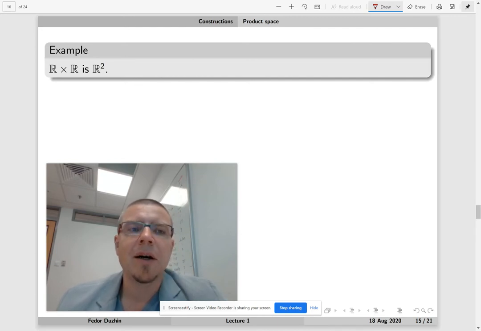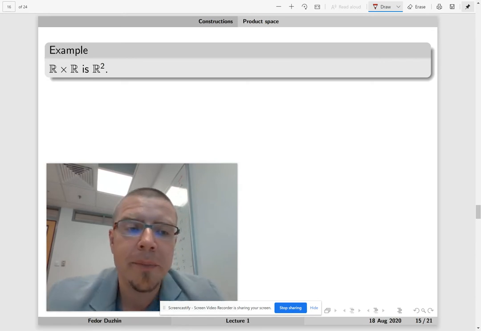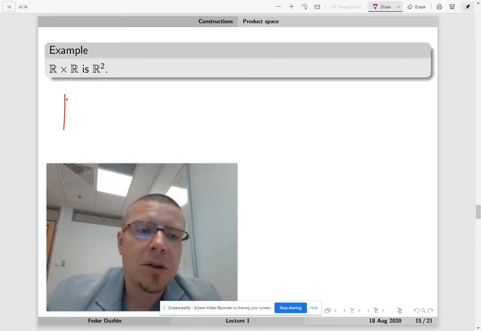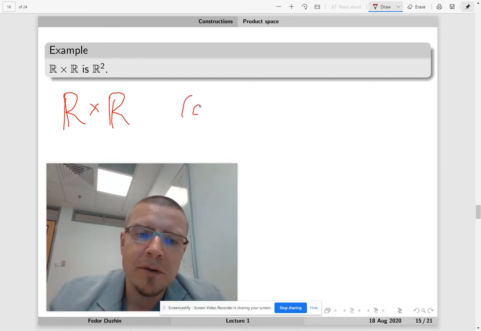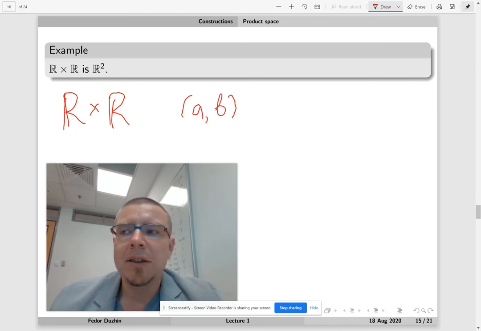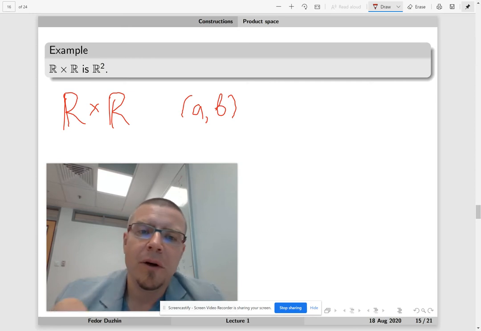Now, why is it that R cross R is R2? Let me explain. By definition, what are open sets on R cross R? What is an open set on R? Usually, any arbitrary open set is hard to describe, but basis open sets on R are just intervals, right? So we have an interval from A to B. What is a basic open set on another copy of R? This is an interval from C to D.